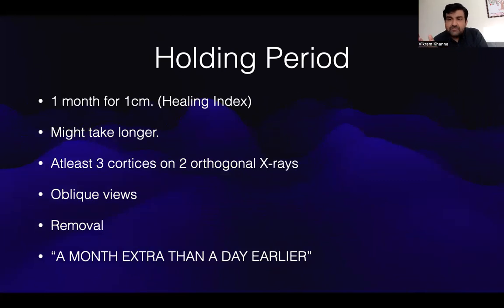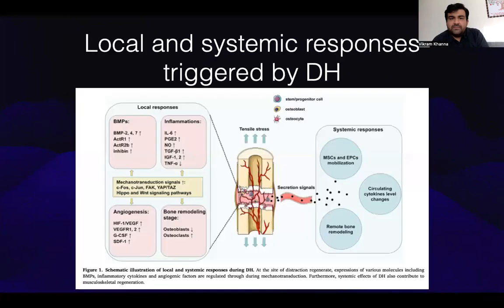And for removal, I would say that it is better to first give that regenerate a little bit of stress by reducing the distraction, pulling it back a couple of millimeters, and making the patient walk to see if there is any pain or any changes in the regeneration, or we can also confirm it with X-rays. So all these things, before we take out the entire fixator, we need to be absolutely sure, because a month extra of the fixator is far better than a day earlier in removal.